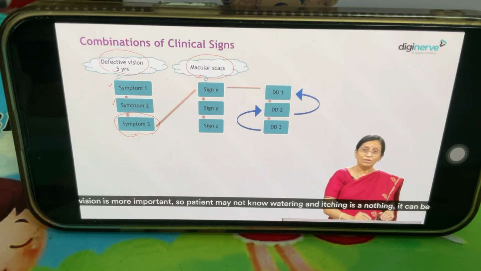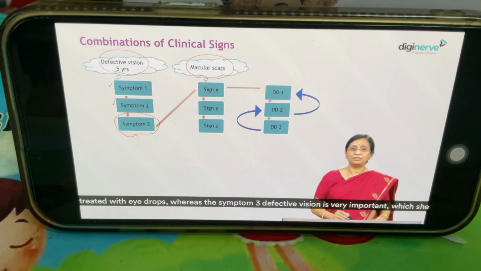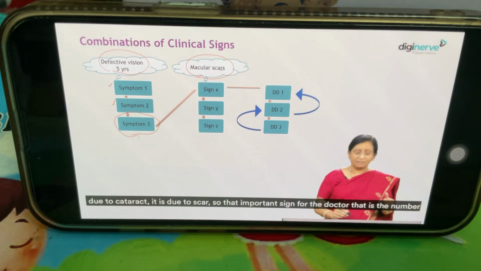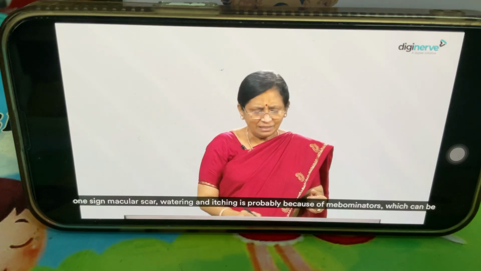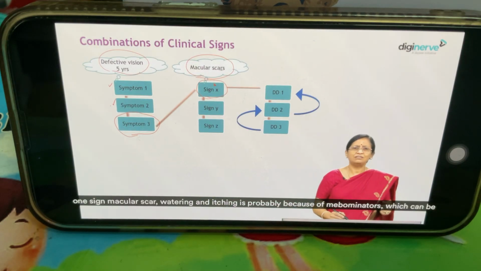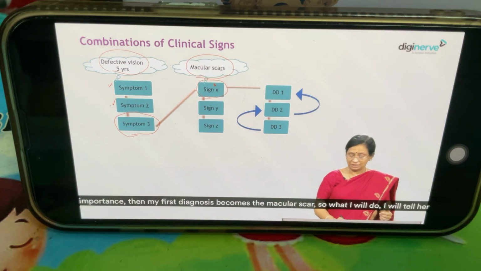So the patient may not know watering and itching is nothing, it can be treated with eye drops, whereas symptom 3, defective vision, is very important, which she thought, for quite some time I have this, anyway I will do surgery and it will come back. But it is not due to cataract, it is due to a scar. So that important sign for the doctor, the number 1 sign, is the macular scar. Watering and itching is probably because of meibomianitis, which can be treated with eye drops. So the patient will not know the order of importance, and we have to know the order of importance. Then my first diagnosis becomes the macular scar.